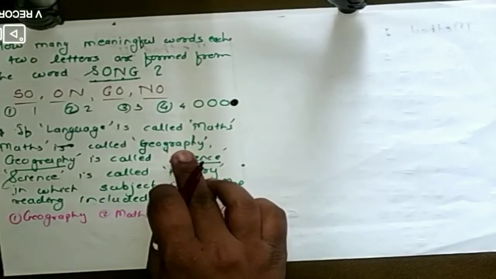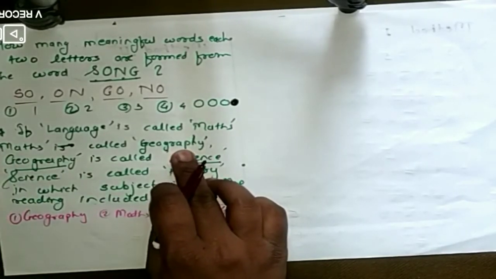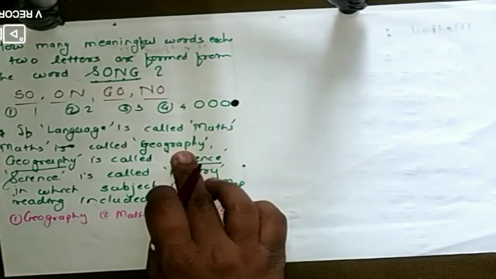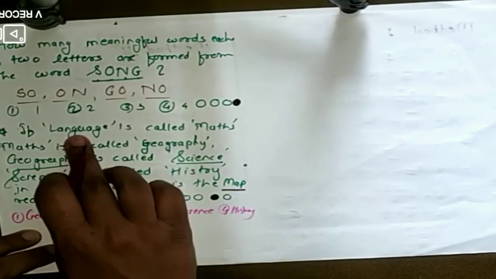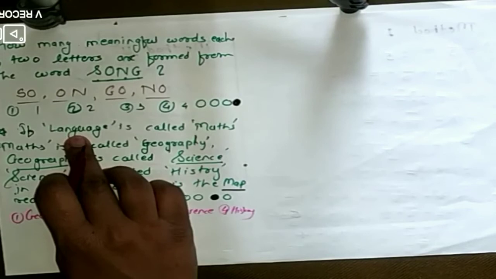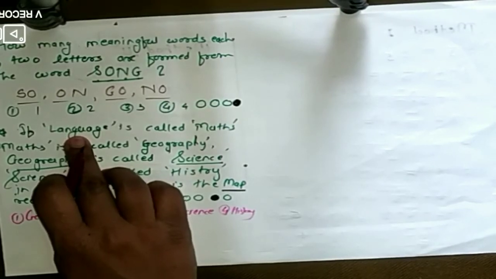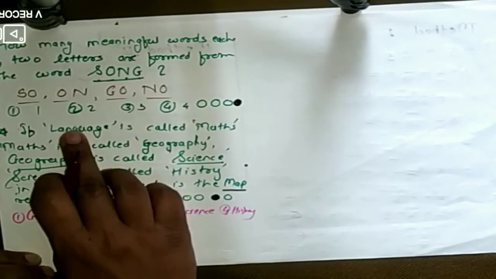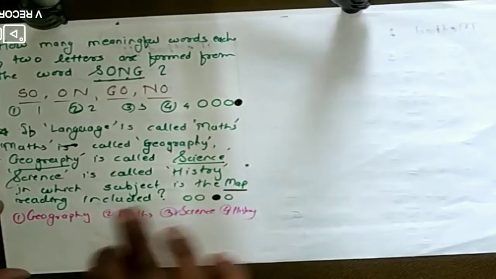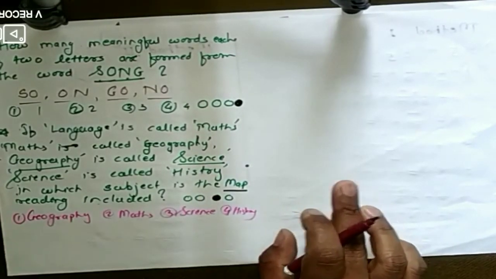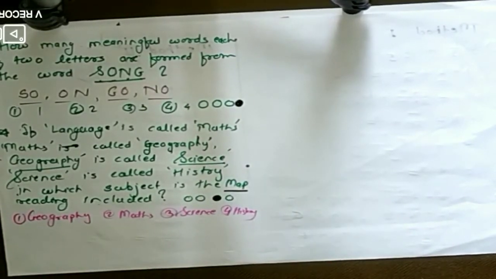So geography will be the answer, if they are asking in which subject you are studying the poems. Here, poems we are actually studying in language. Language means it may be English, Marathi or Hindi. Actually we are studying these poems in language, but language is called maths. So its answer will be maths. In this way there are tricky questions, and we have to solve them. We see the next question.